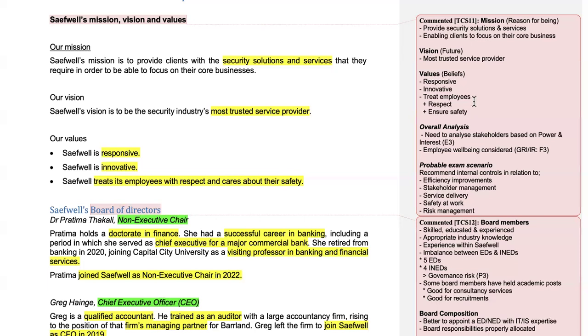And we try to treat our employees properly, thereby focusing on respecting them and ensuring the safety of our employees, especially those who are working in high-risk areas. If we treat our employees properly, then they will provide the best type of services when dealing with clients. If that is the case, we are well poised to achieve our vision of becoming the most trusted service provider. So our values are totally aligned with our vision as well as our mission statement.